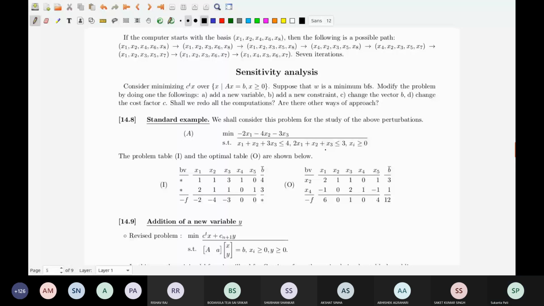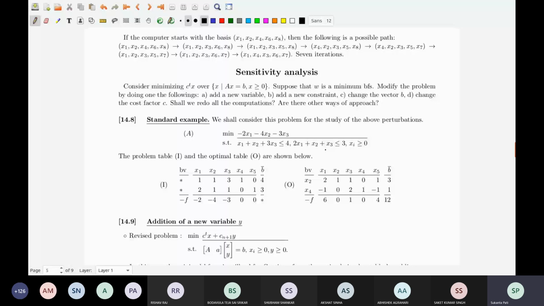Or the company may say, okay, last time I considered these 5 variables. This time I have introduced one more variable that also has to be considered. That means they are adding one more column to the A matrix. That is also a possibility. So whether you can continue somehow from the optimal table, that's the idea.